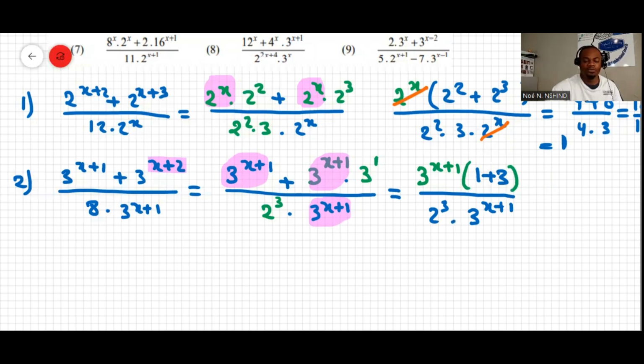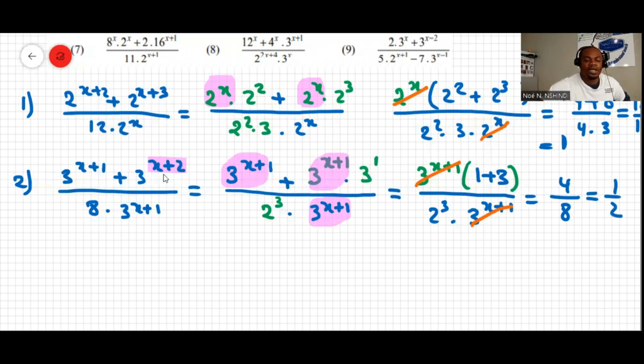Now the numerator is a product, and the denominator is a product, so we can simplify 3 to the x plus 1 with 3 to the x plus 1. And then we have 4 over, I don't see the need of keeping 2 to the power of 3, I can just leave it as 8. And then 4 over 8 is just equal to a half. Now let me go over it a little bit.